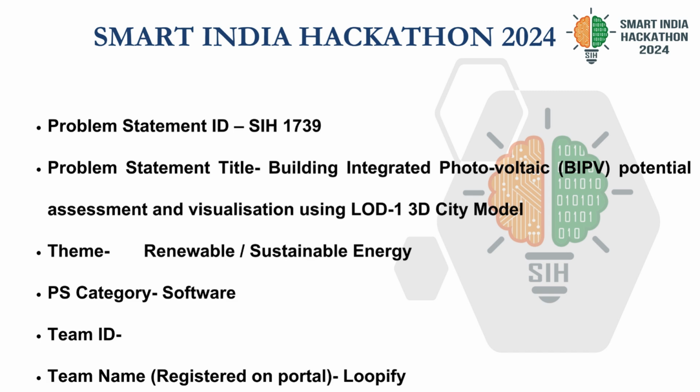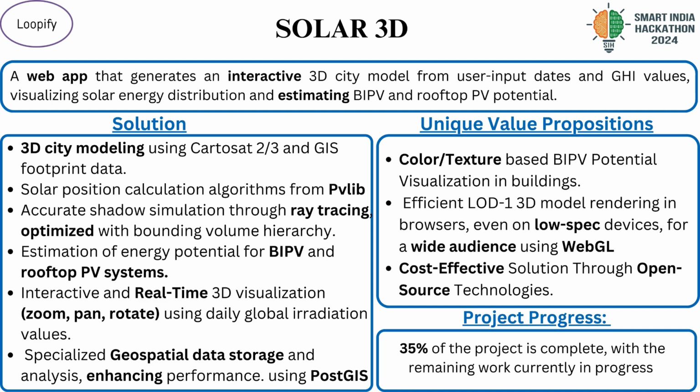For the solution, the core challenge we address is the need for accurate solar energy assessments across cities. Traditional methods don't fully account for building integrated photovoltaics or rooftop solar installations. Our solution will be a web application that will generate an interactive 3D model based on user inputs like dates and global horizontal irradiance values. It visualizes solar energy distribution and estimates BIPV and rooftop PV, that means photovoltaics, potential. This will help users to assess energy potential in urban settings more effectively.